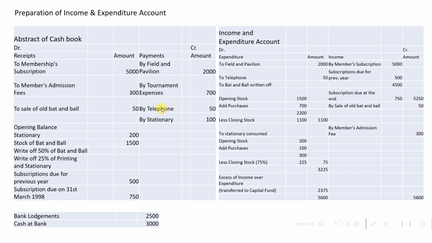Similarly, for telephone, we have given 50 rupees, which is credited, which is a payment done from the cash book. So that is recorded as an expenditure, for telephone, which is 50 rupees. Likewise, all the expenses will be on the debit side of the income and expenditure account, and all the incomes will be on the credit side of the income and expenditure account. Totals should tally, that is also a rule.